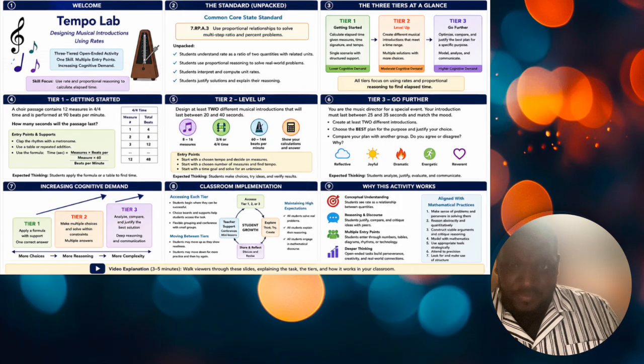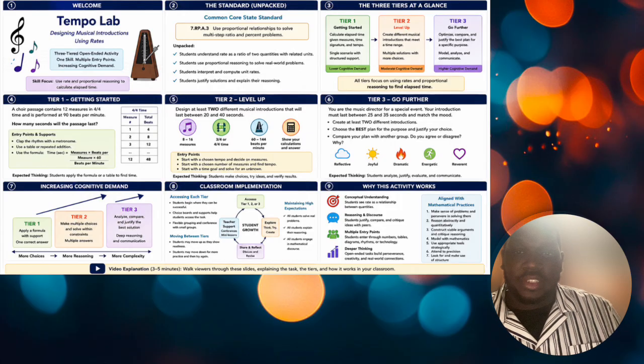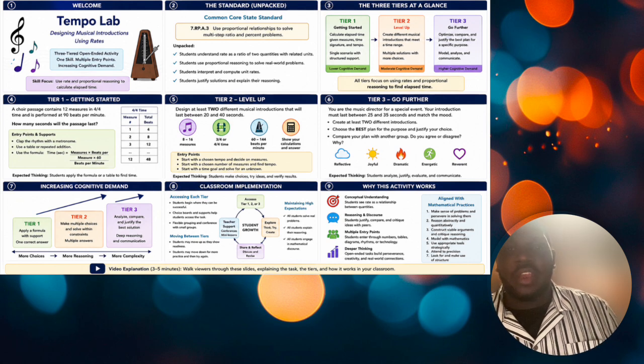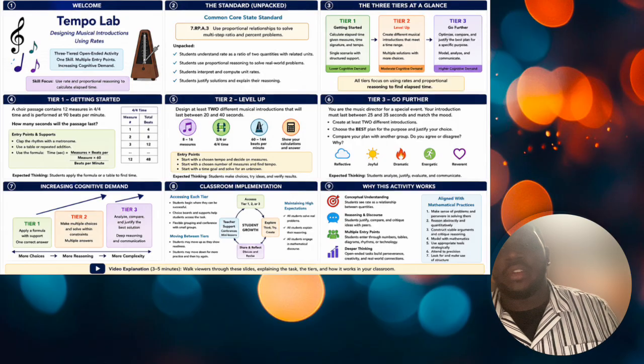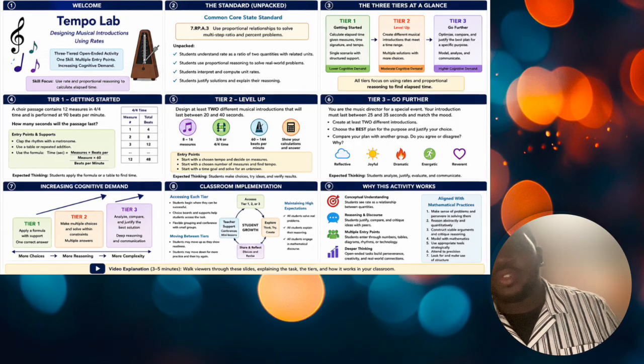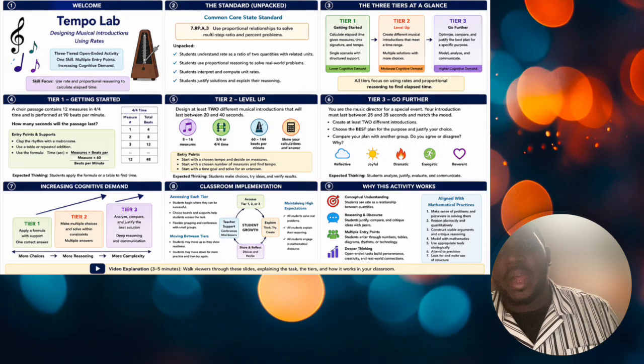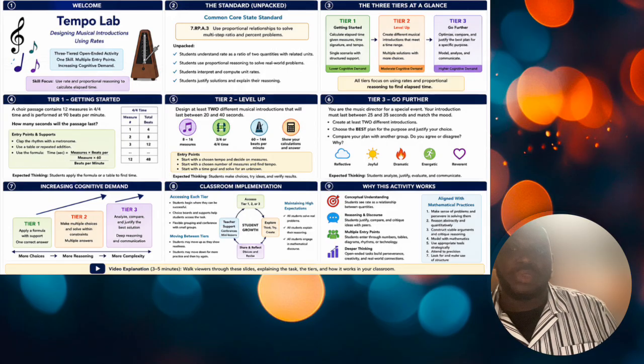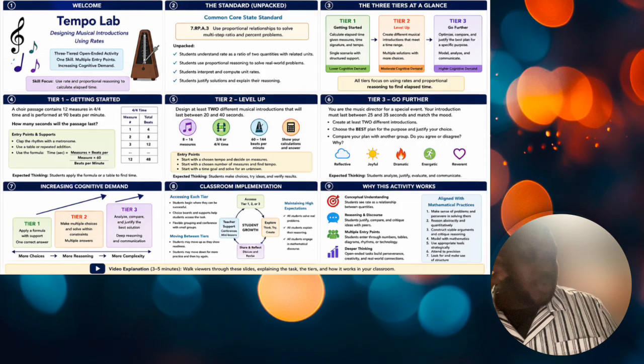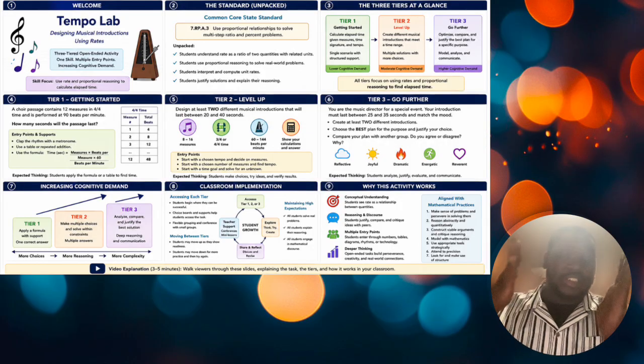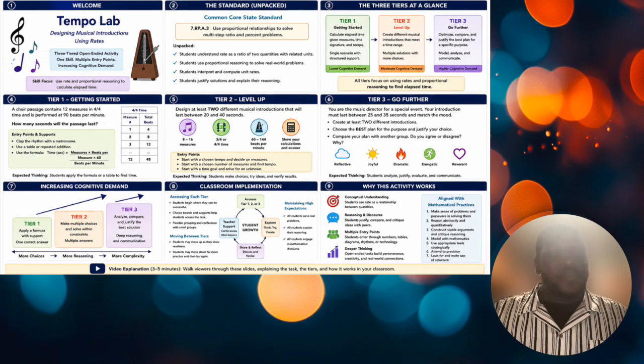If we just look at the tiers at a glance, in tier one, just to get started, they're going to calculate the elapsed time, given measures, time signature, and tempo. In tier two, they're going to create musical introductions that meet a specific time range. And for tier three, they're going to optimize and figure out the best plan for a specific purpose. We're going to find that out shortly as we walk through the different tiers. If you need to see each of these slides bigger, you can pause and then just zoom in on your device.